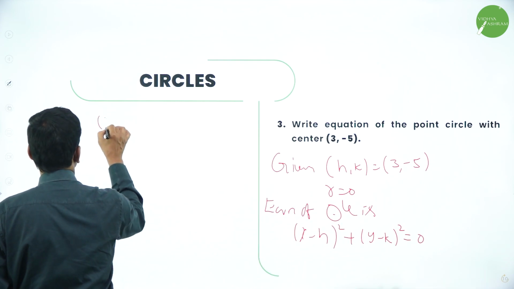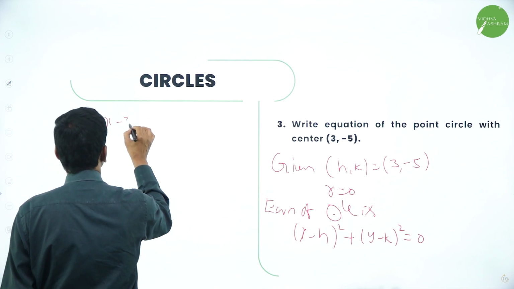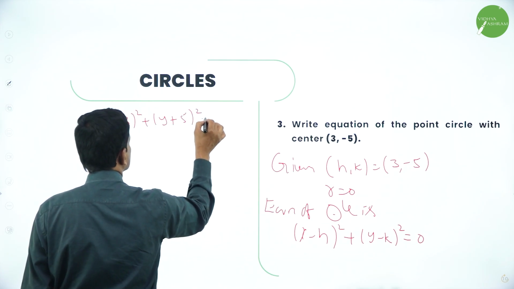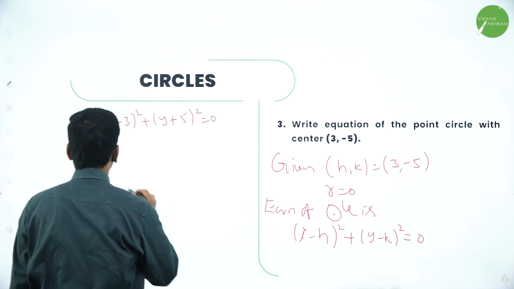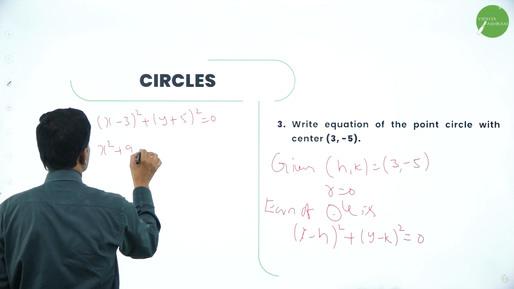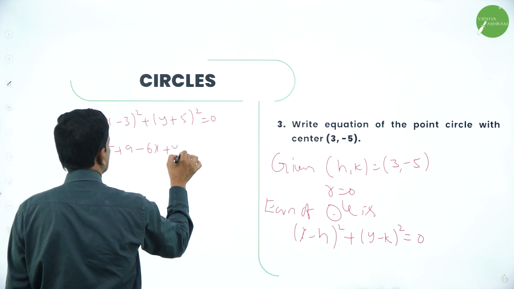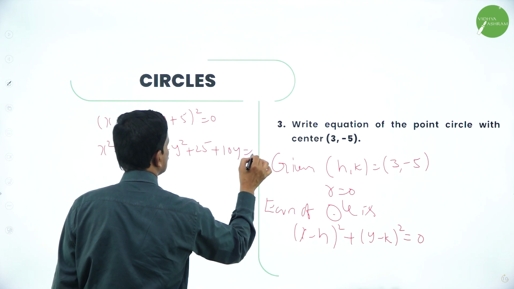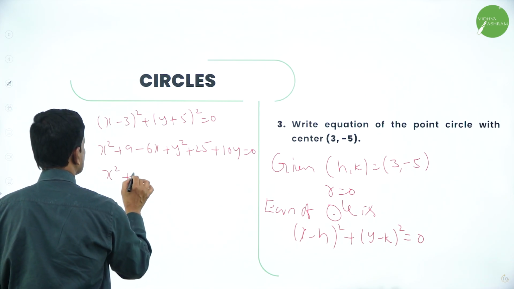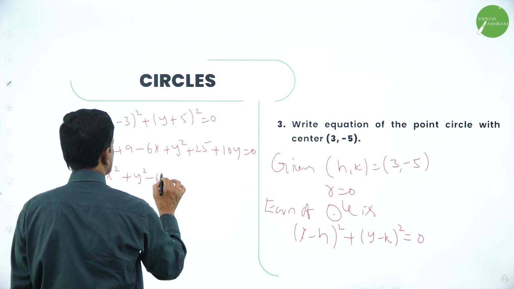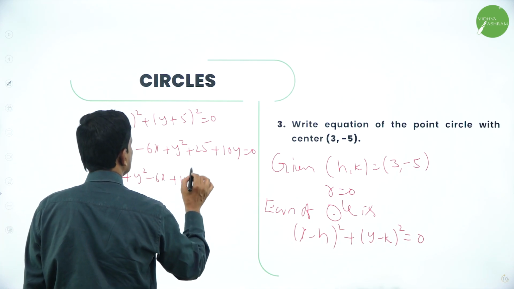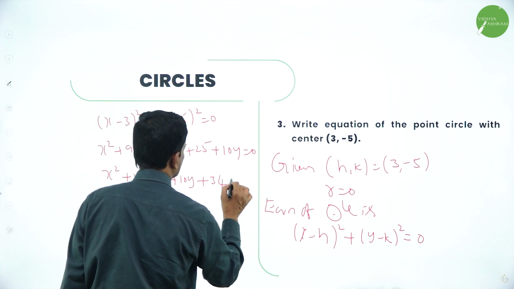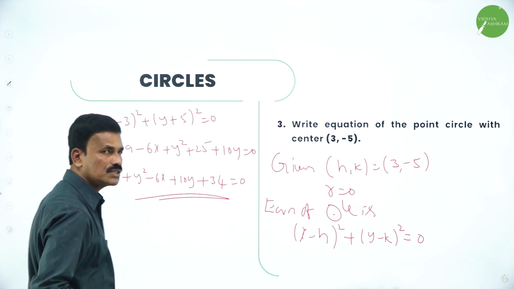So x minus h, what is h, 3, whole square plus y minus into minus plus 5 whole square is equal to r square, which is 0. So that is a square plus b square minus 2ab, 3 twos are 6x, again a square plus b square plus 2ab, 5 twos are 10y, is equal to 0. So put it in order: x square plus y square minus 6x, then plus 10y, and 25 plus 9, 25 plus 9 is 34, plus 34 is equal to 0. This is the required equation of a circle.